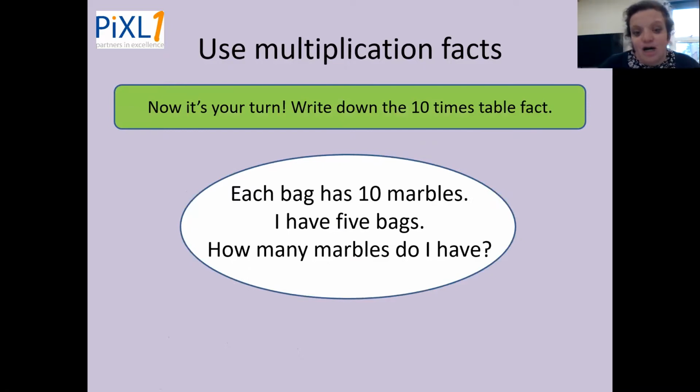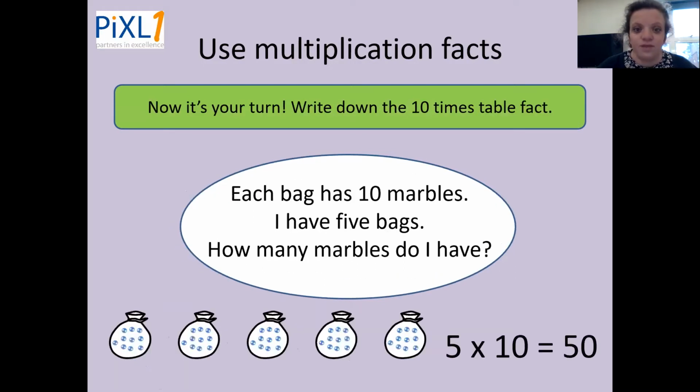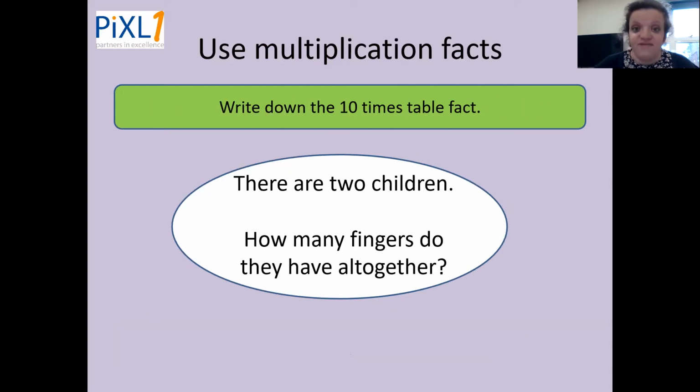Each bag has 10 marbles. I have 5 bags. How many marbles do I have? So draw your 5 bags and how many marbles are going to be in each bag. So let's put 10 in each, draw it and work out the answer. Pause if you need to. Okay, so I've got 5 bags, and in each bag I've got 10 marbles. So I've got 5 groups of 10, which equals 50.